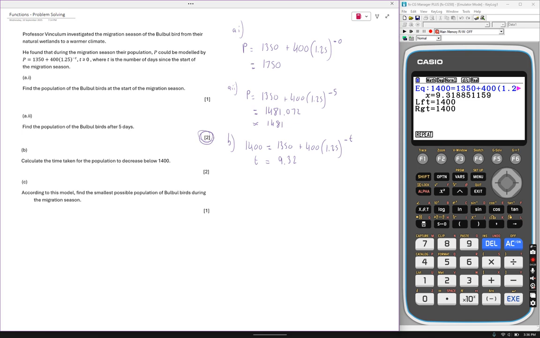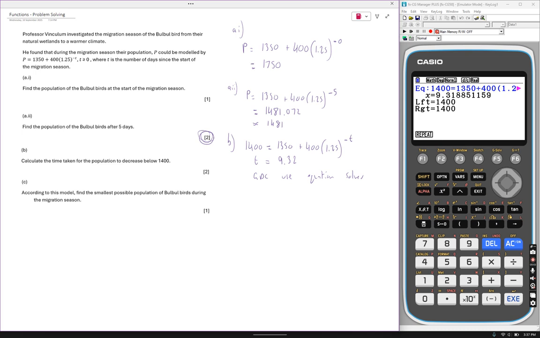This question is worth 2 marks, so you need to show the top line, you need to show your answer of t equals 9.32. Now the mark scheme that I'm looking at says that 9.32 days is an acceptable answer. So that's fine for this question. If you wanted to, you could also say GDC use equation solver, just as further justification.